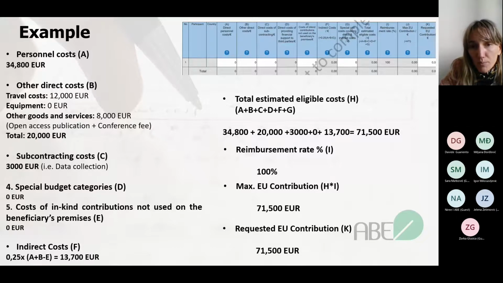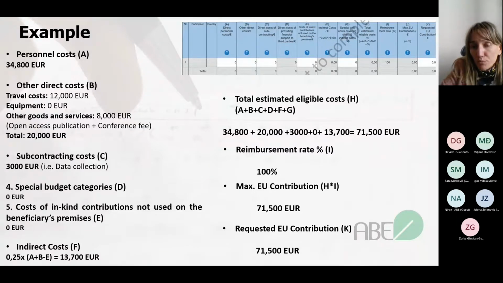For the total estimated eligible costs, we also follow the formula that is written here in the table. As you see, they are marked with the H sign, and it is A plus B plus C plus D plus F plus G. So when we sum all of this, we have 71,500 euros. Still, the thing that I mentioned, and that is very important, is that this is not yet the maximum EU contribution, nor the requested EU contribution, because we always have in mind this reimbursement rate. Here, of course, this rate is 100%.